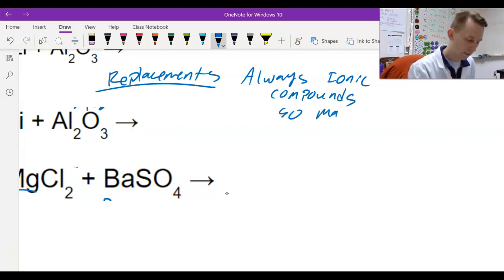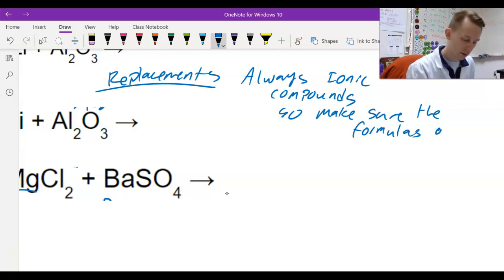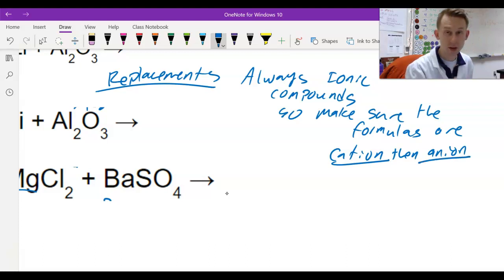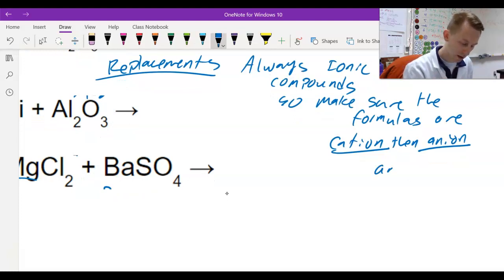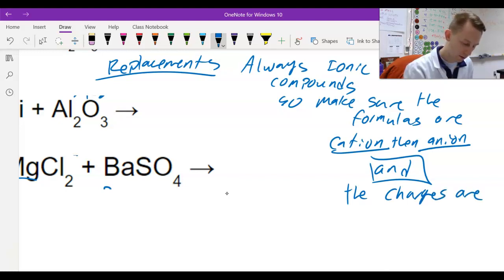So make sure the formulas are cation, then anion. Okay, so it should always be positive then negative in your formulas, and the charges are balanced. Okay, so what do I mean by this?